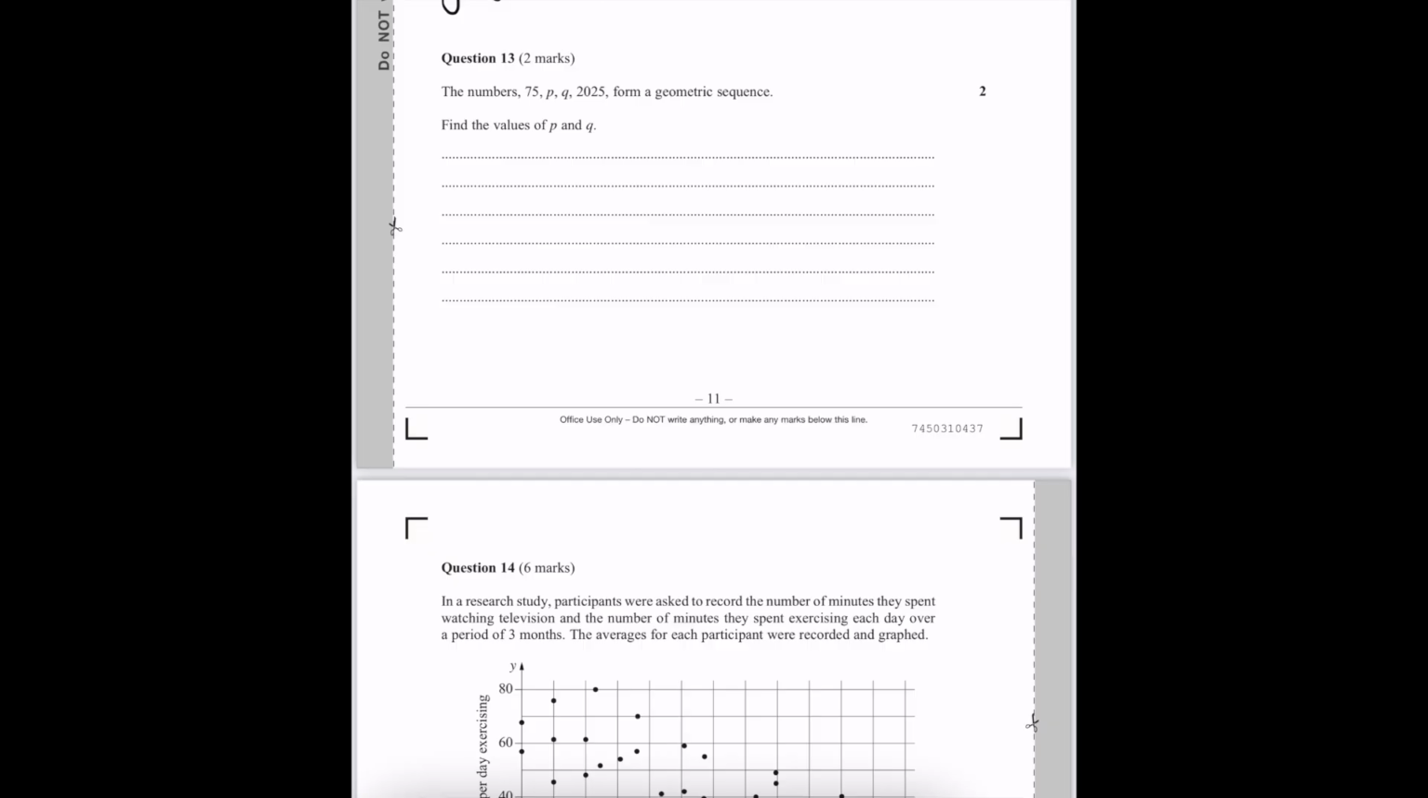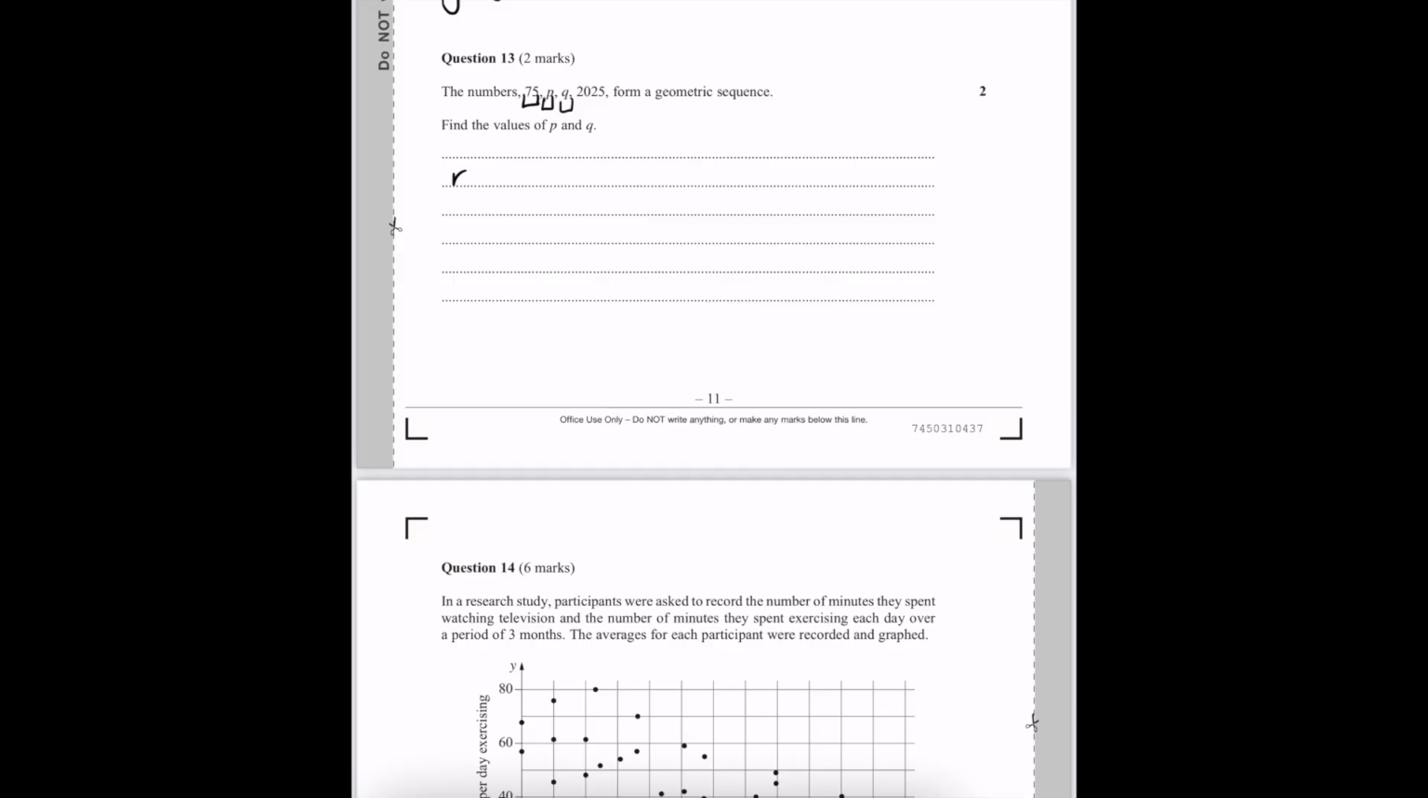Now we have question 13, which says the numbers 75, p, q, 2025 form a geometric sequence. Find the values of p and q. So this one's an interesting one. If it's a geometric sequence, we should know that to go from one value to the next value to the next one, they all have a ratio R.